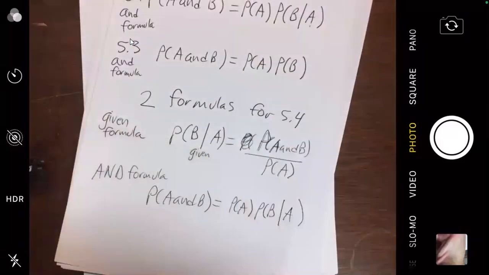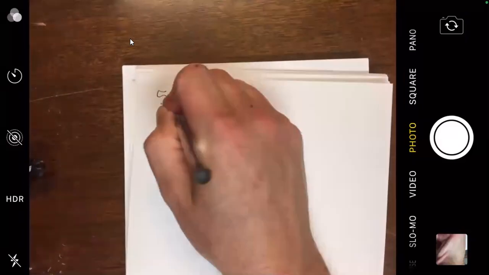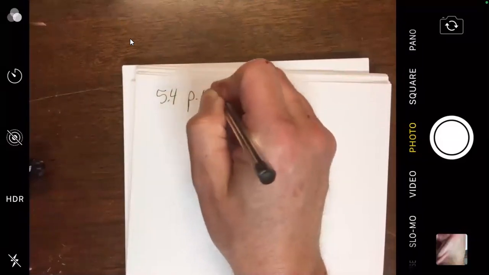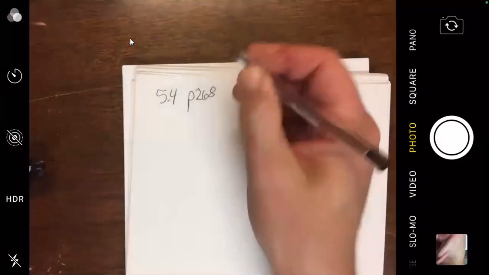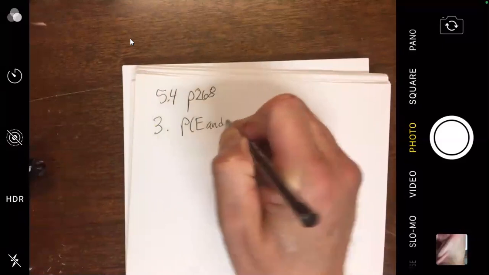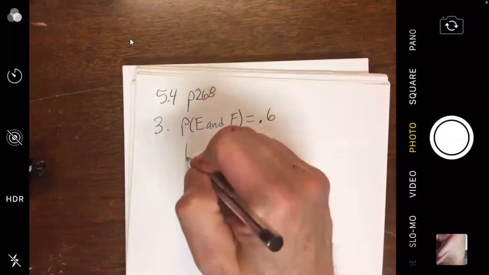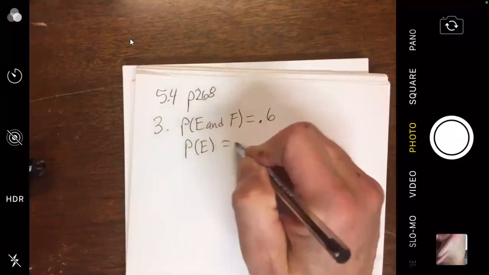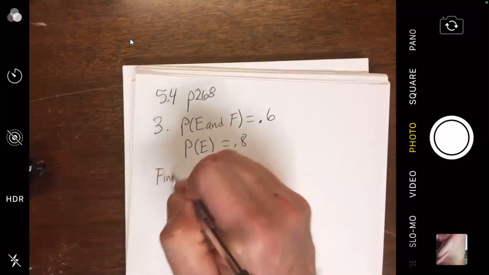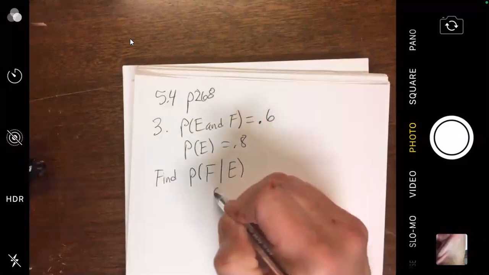So let me write down this given information. 5.4, problem 3. Probability of E and F is 0.6. They're using E's and F's instead of A's and B's. And just E is 0.8. Find probability of F straight line E. This is read given.